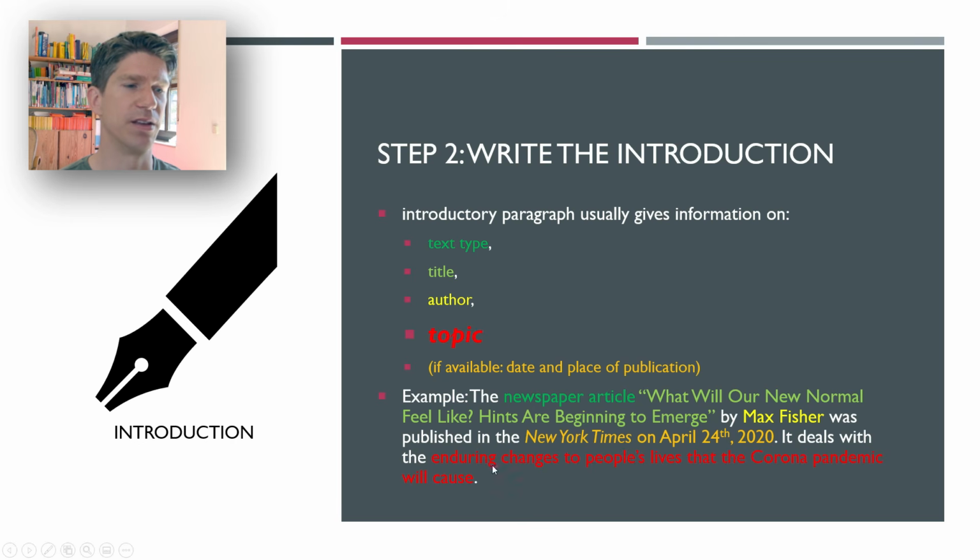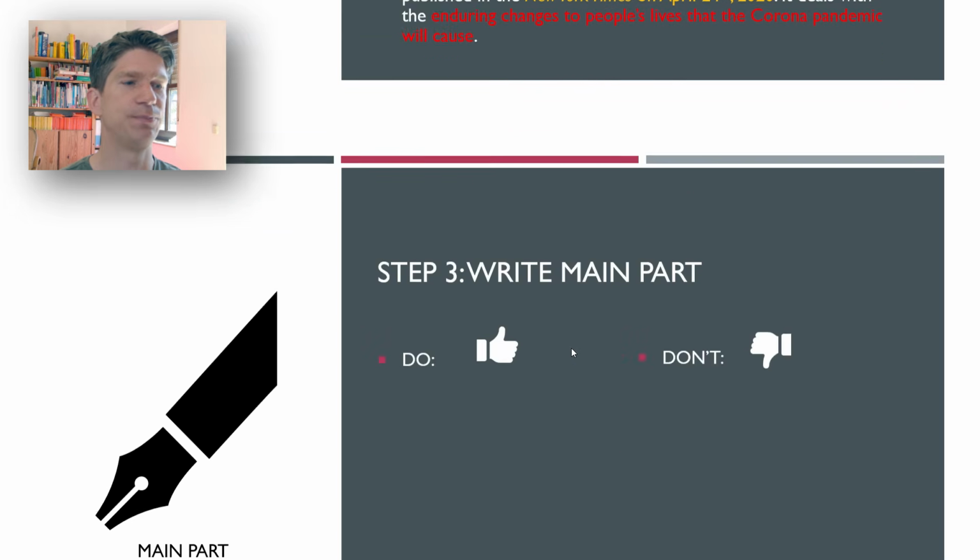An example for a sentence would be the enduring changes to people's lives that the corona pandemic will cause. Because this is what this text really is about. You can check online, it's an actual article. You've got the introduction. Let's move on.